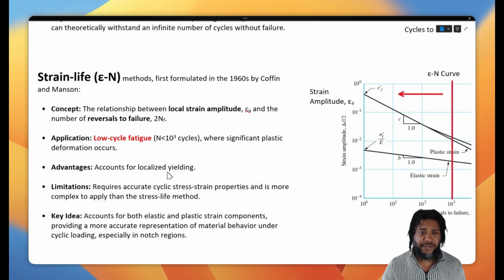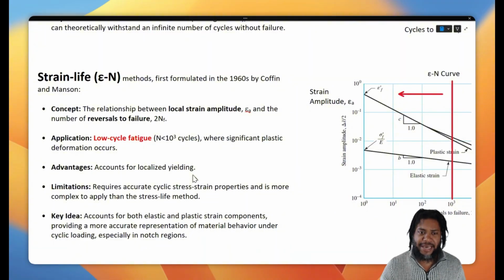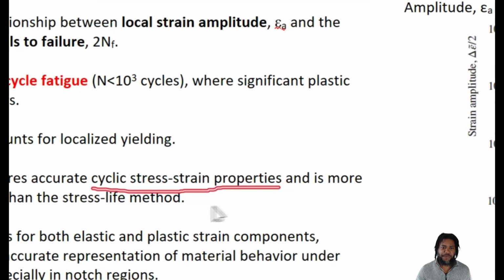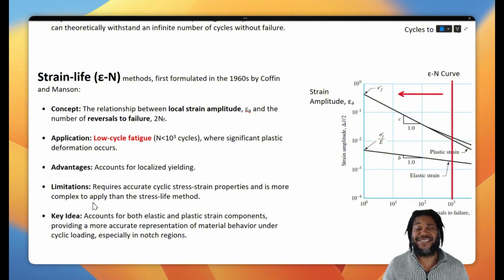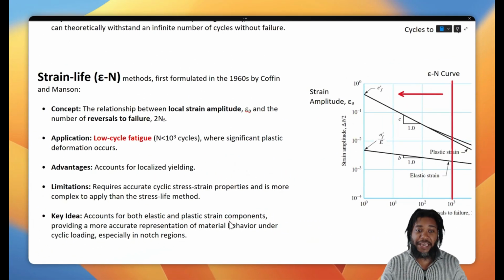The advantage of this method is that it can account for localized yielding because we're measuring where yielding is happening. The limitation of this approach is it requires accurate cyclic stress strain properties, and it is a more complex test to set up and run. It can be difficult to actually perform the experiment correctly. The key idea behind this method is that we can actually account for both the elastic and plastic strains, the local behavior happening within a component.